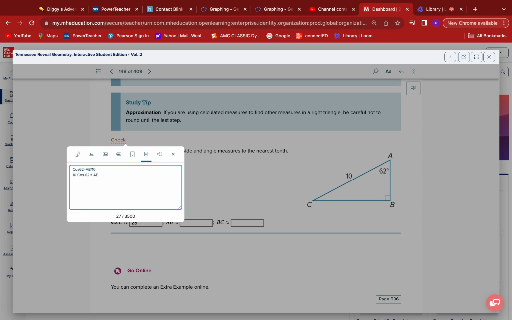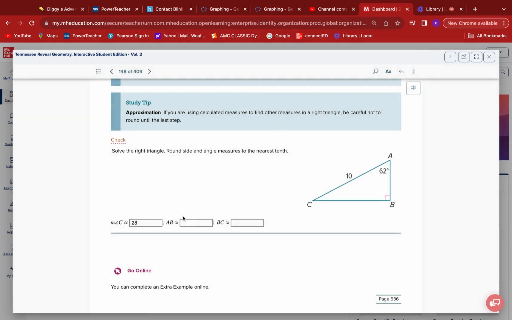So everybody grab your calculator, put in 10 cosine. Now regular cosine this time, because remember we have our theta, 62, in the parentheses. And we're going to look at, rounded to the nearest tenth, 4.7, because 6.9 rounds to a 7, and that's going to be the length of AB. We're going to put in 4.7. AB, 4.7.